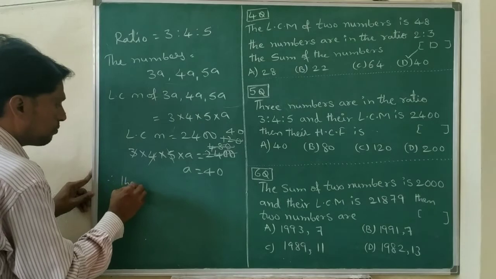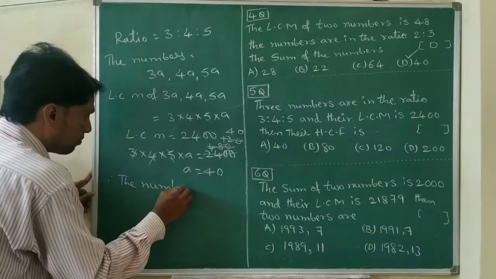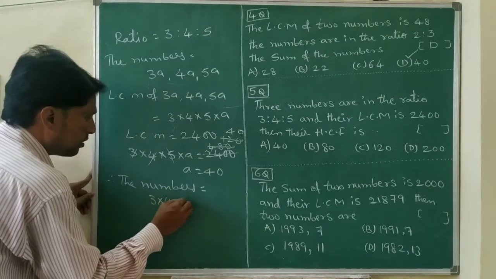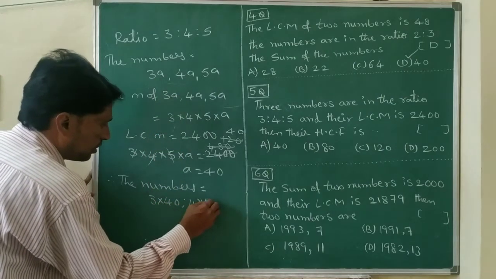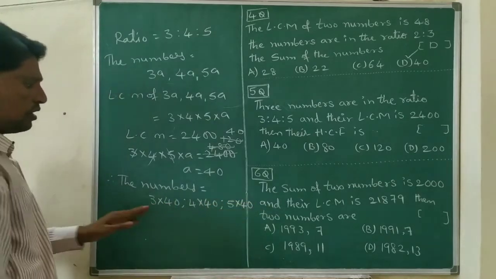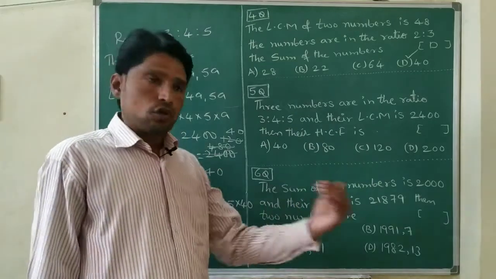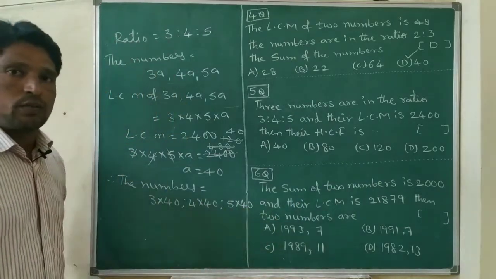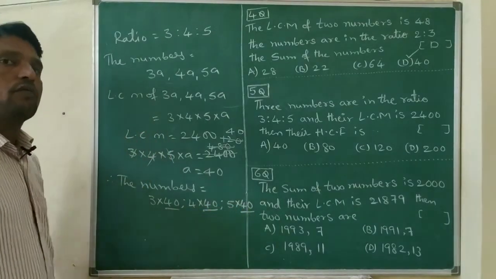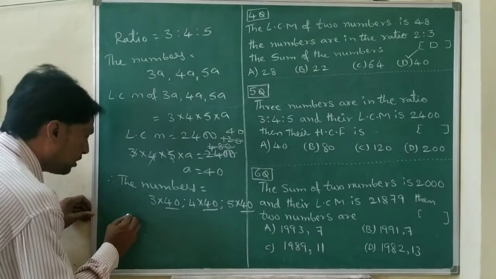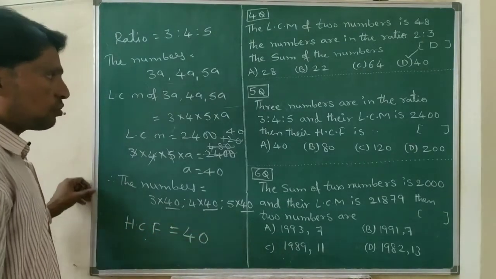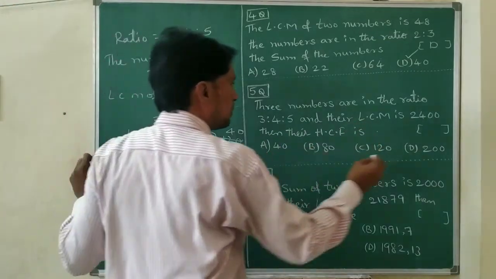Therefore the numbers equal 3 into 40, 4 into 40 and 5 into 40. In these three numbers, which one is common? Here 40, 40, 40. So 40 is common. 40 is common means that is the HCF. So the HCF of the three numbers equals 40. So 40 means option A is correct.